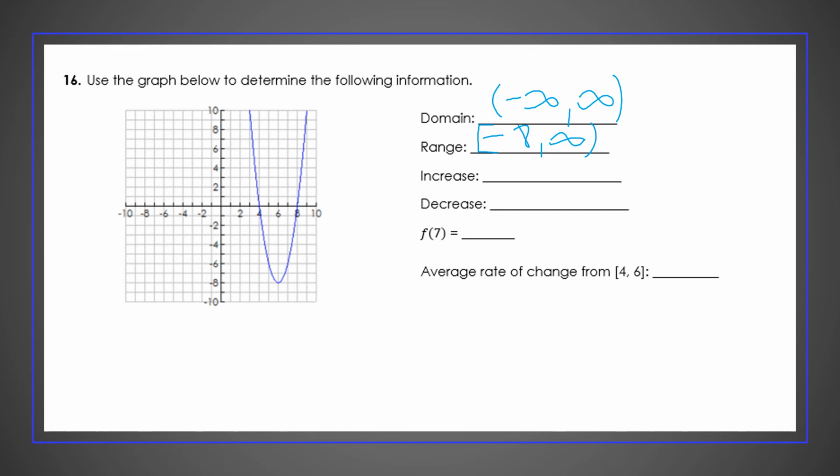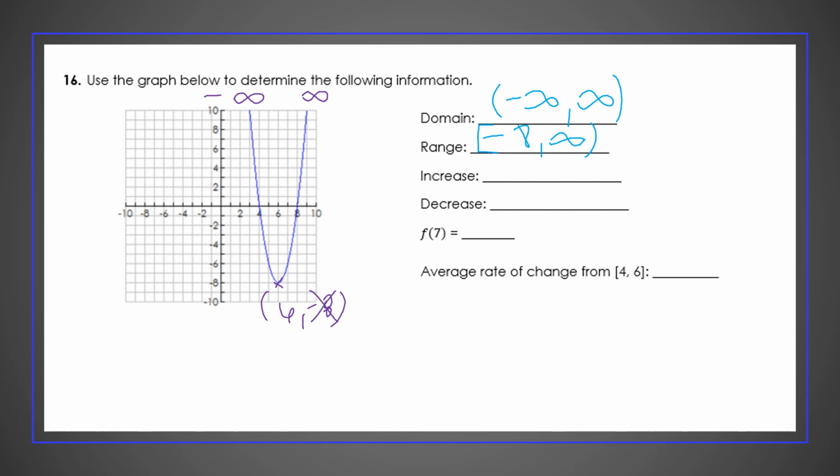Next up is increase and decrease. When doing increase and decrease, I would highly encourage you to label your left end -infinity, your right end +infinity, and then come up with the coordinates of the vertex, which would be 6, -8. And we talked about crossing off that y value because you do not use the y value when doing increase and decrease.